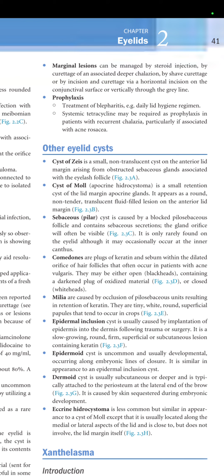Prophylaxis is treatment of blepharitis, for example, a daily lid hygiene regime. Systemic tetracycline may be required as prophylaxis in patients with recurrent chalazia, particularly if associated with acne rosacea.